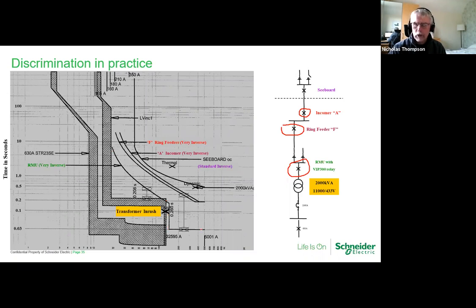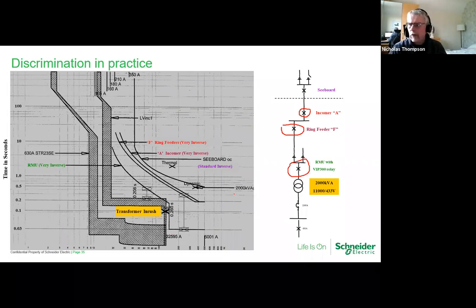Now the VIP300 has only got the capability of combining 2 curves together. Modern protection relays will have the capability for going 2, 3, 4, or even 5 set points. So combining 5 curves. It depends on what relay you've got as to how many curves you can actually combine. So in this case, we've only got 2.